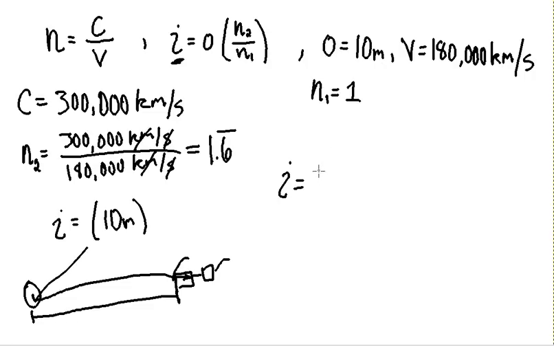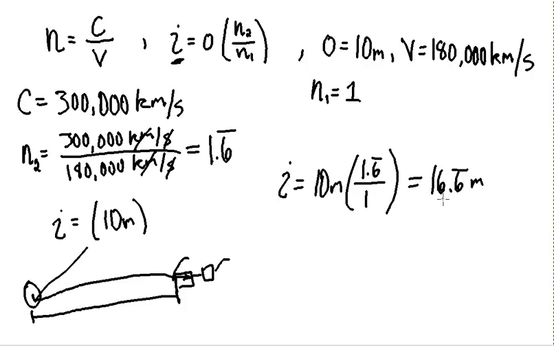Alright, so the object's distance is 10 meters. N2, this is the lens. Remember, this is the second medium that it's traveling through. 1.6 divided by 1. That's the index of refraction for air. Alright, so 10 times 1.6, about 16.6 meters away. So this object looks further than it actually is to the observer. So those glasses are, I guess, making things look further away. I don't know what that means about if they're nearsighted or farsighted or what.